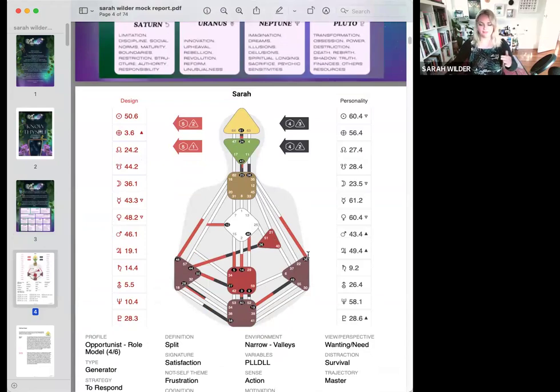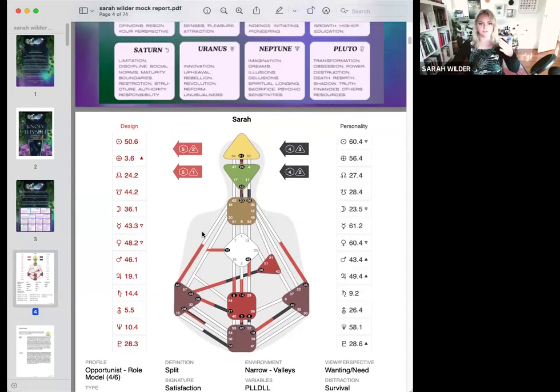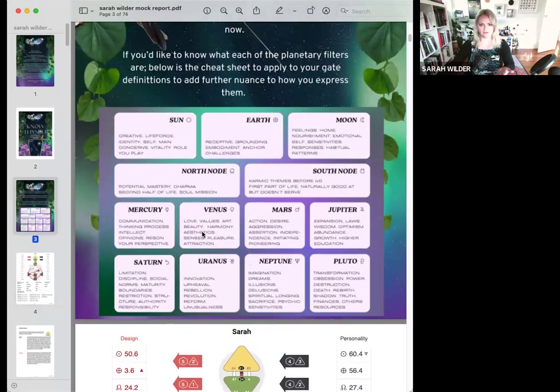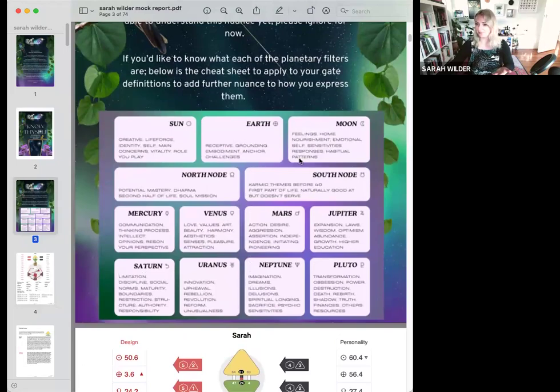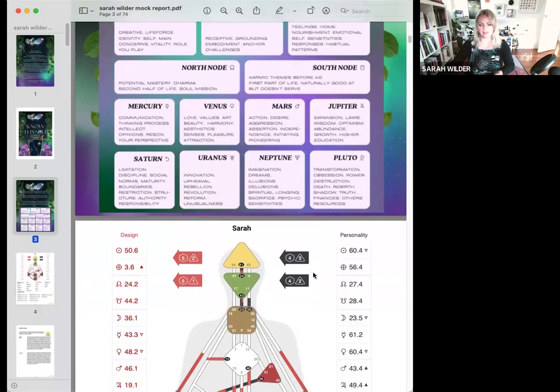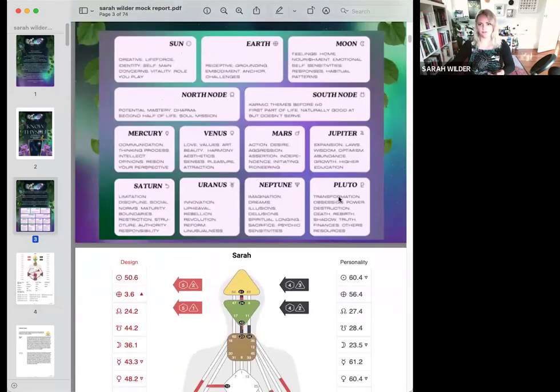And so the first layer is understanding what that gate means, and you can look it up in your report. The second stage would be, okay, what planet is it in? What planet is in that gate? The moon. So for you, it's a moon expression. For your friend, it's a sun expression, or a Saturn, whatever. And then you would look back at this sheet and go, well, what does the moon represent? Feelings, home, nourishment. So the theme of that gate, you would apply to those themes.